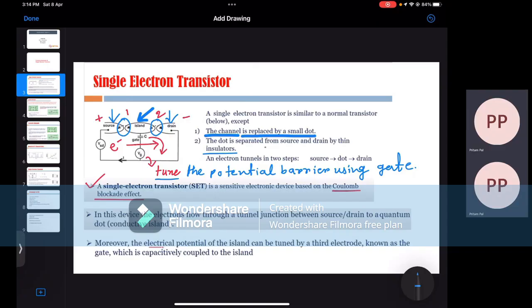So the working principle of a silicon single electron transistor depends on the Coulomb blockade effect. Remember, it's different from a conventional transistor because the channel is replaced by a dot. In a normal transistor, we don't have this scenario, right?